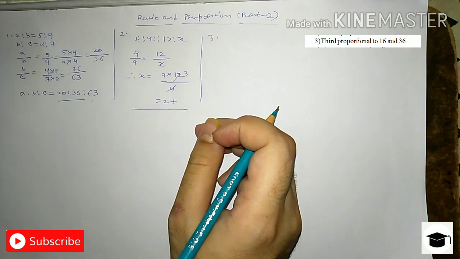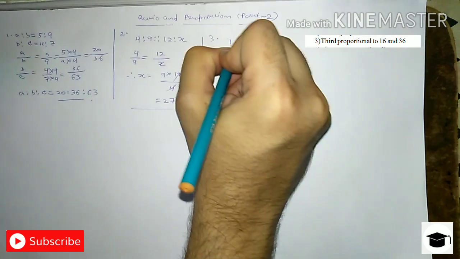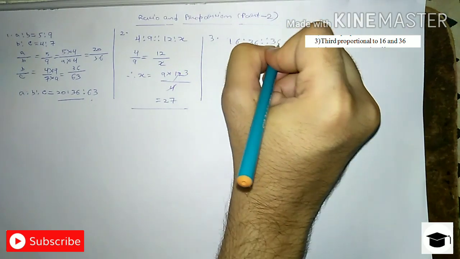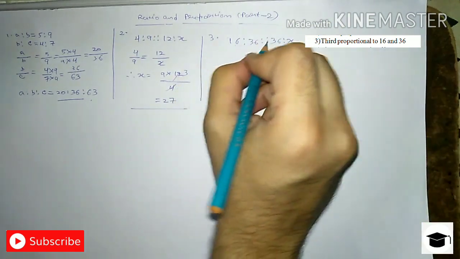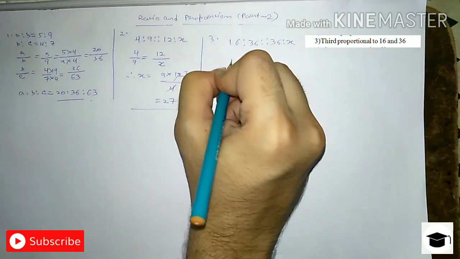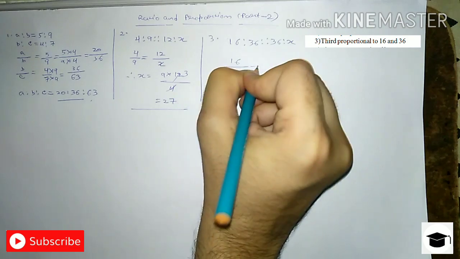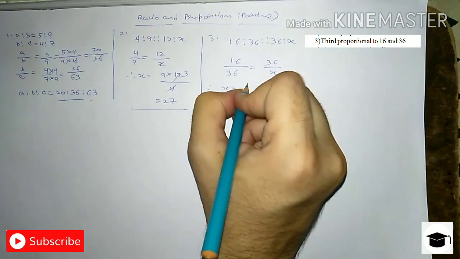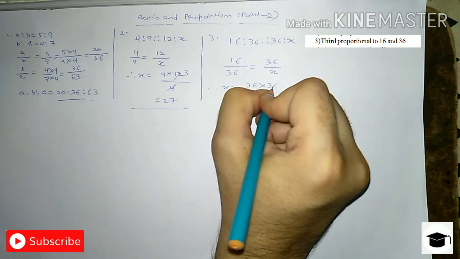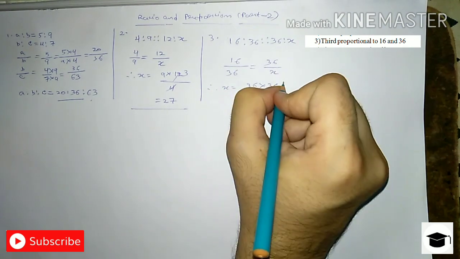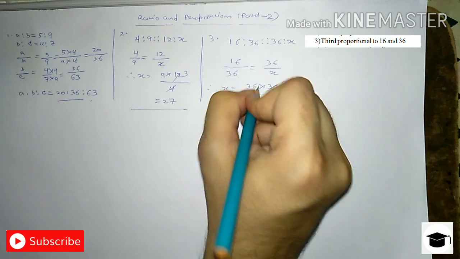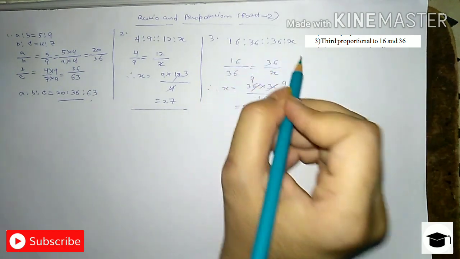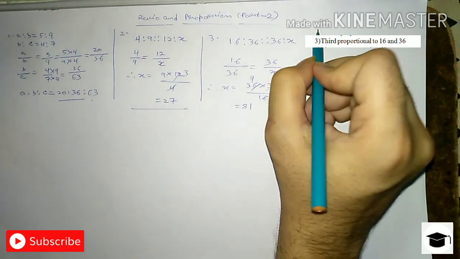Third proportion to 16 and 36. 16 is to 36 double is to 36 is to x. We have to find the value of x. We can write that 16 by 36 equal to 36 by x. So x equal to 36 into 36 by 16. So the third proportion of 16 and 36 equal to 81. Next question.